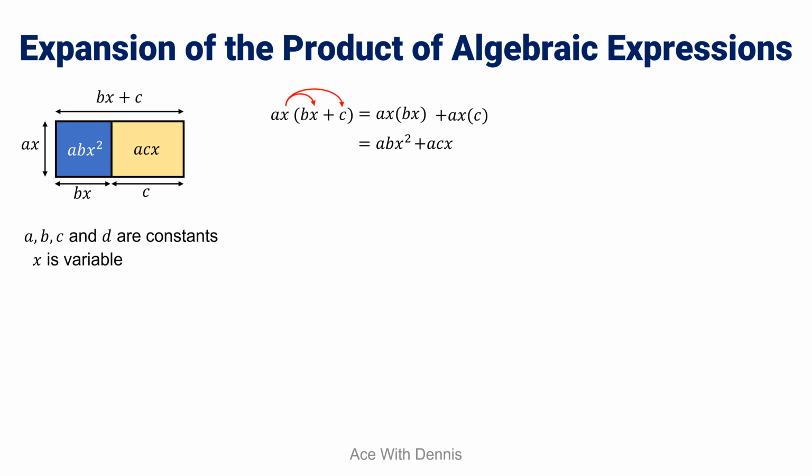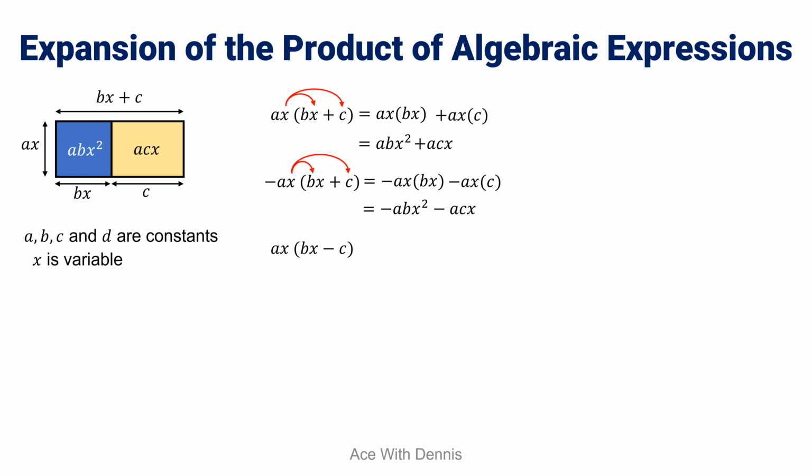So we can also modify the signs for this expression, where negative ax times (bx plus c) will be equal to negative ax times bx minus ax times c, and the result is negative abx squared minus acx.